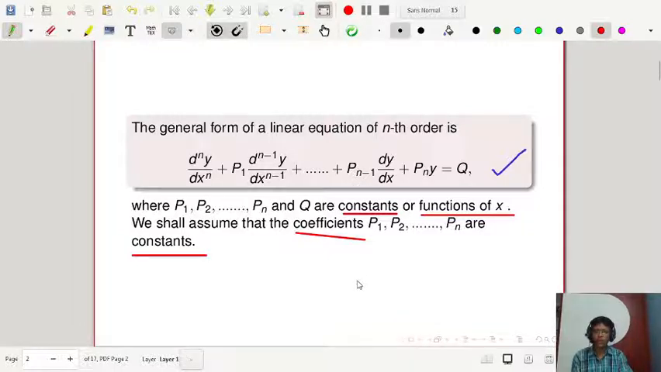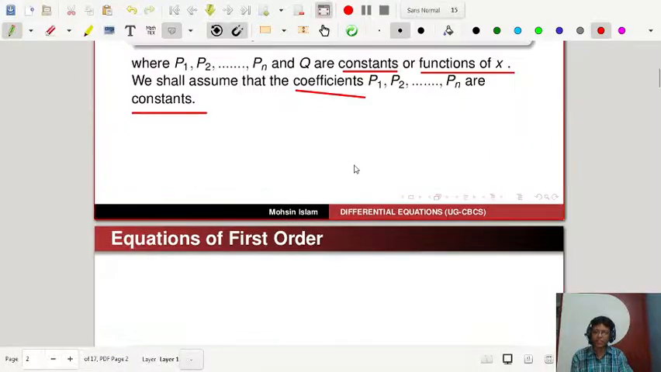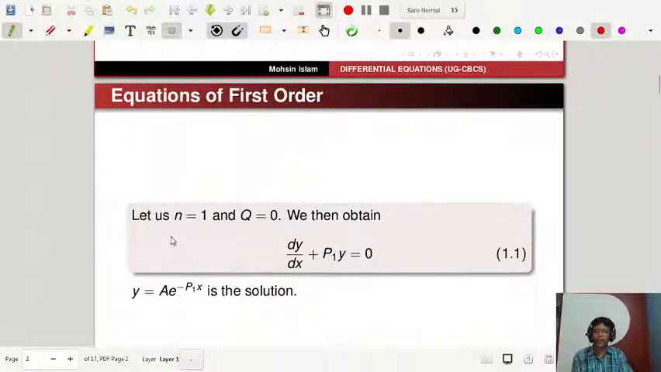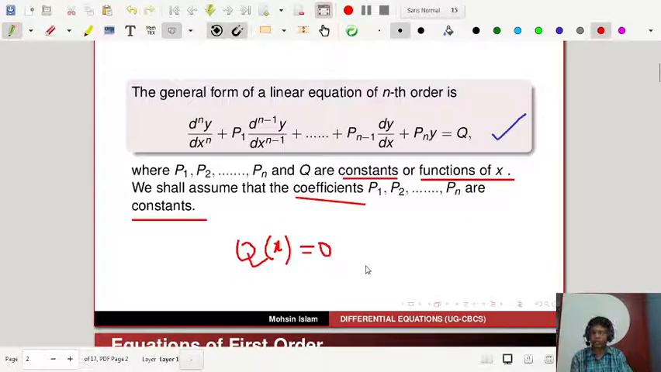Okay, so we can derive the equations of first order from this equation. How? Let me write n = 1 and q = 0. Now this q is a function of x. It can be 0, q(x) can be taken as 0. Then the equations are called homogeneous. And if q(x) is not equal to 0, we'll see later how to solve those. Then the equations are called non-homogeneous differential equations.